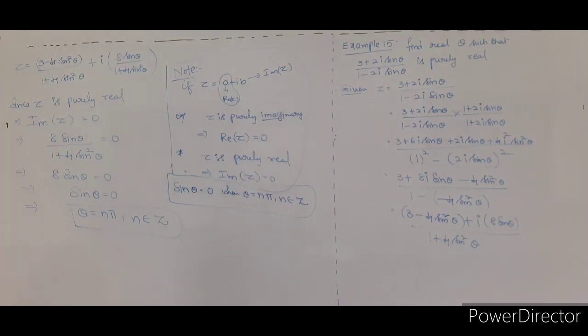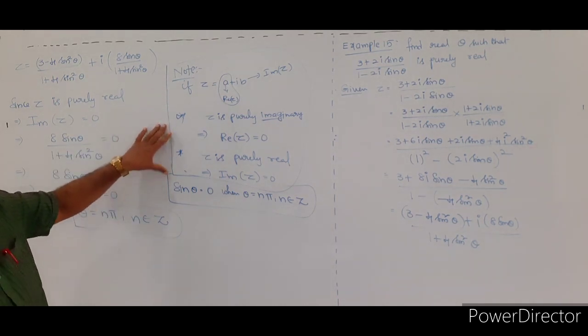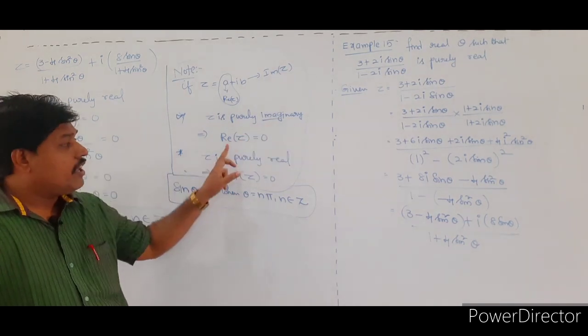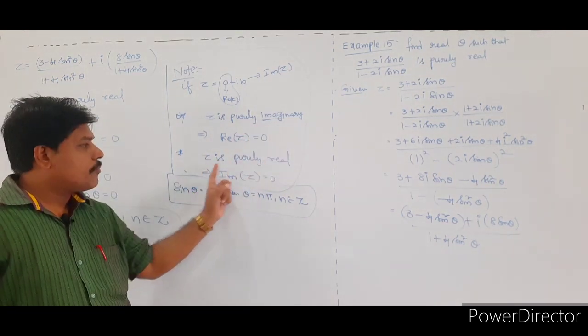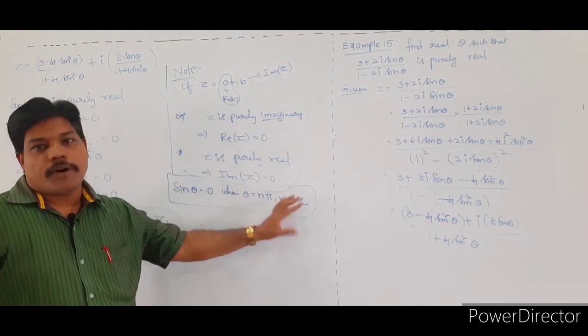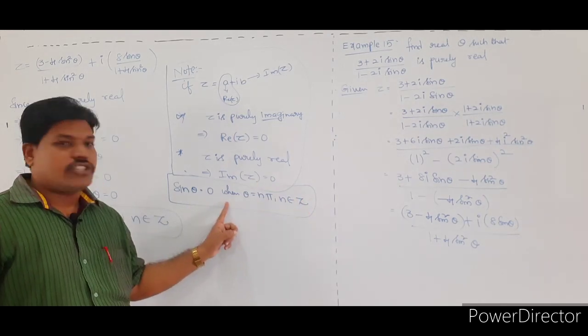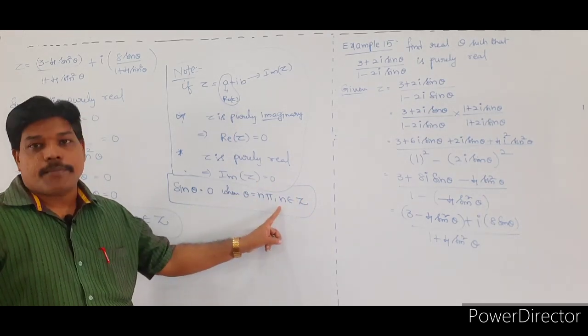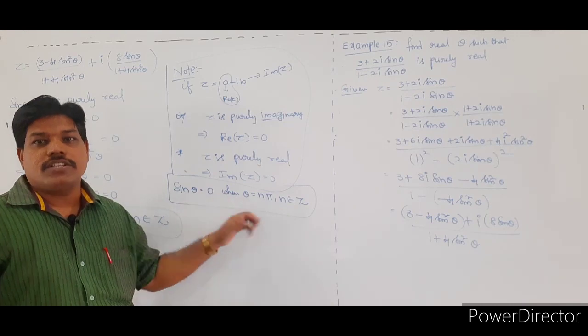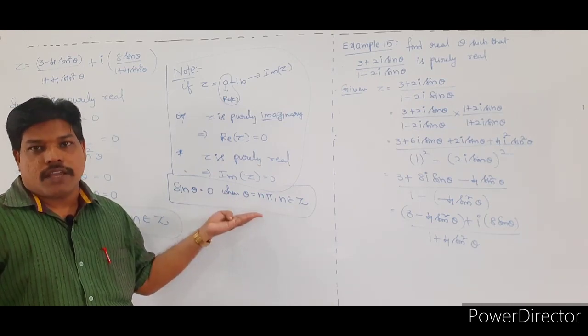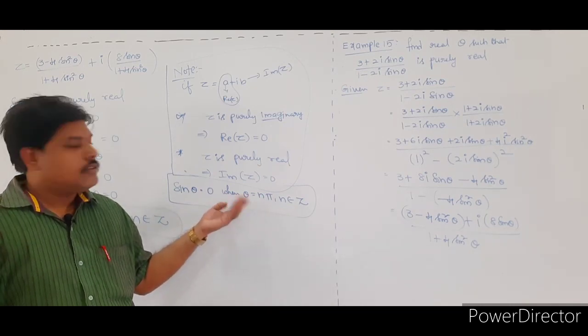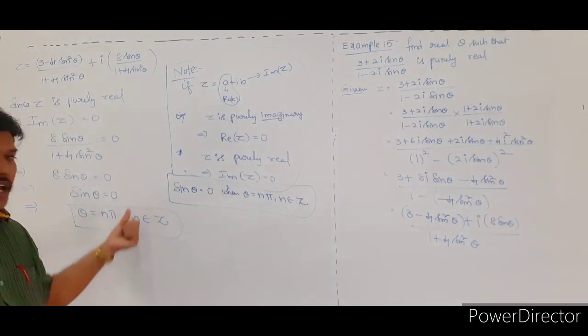So see that question, students. First you have to understand two concepts here. If z is purely imaginary, meaning real part is 0. If it is purely real, meaning imaginary part is 0. And also sin theta 0, meaning theta is n pi, multiples of pi, sin value is 0. So this is the solution. Okay, we will discuss in the trigonometric chapter. Just only one line we will use in this question.